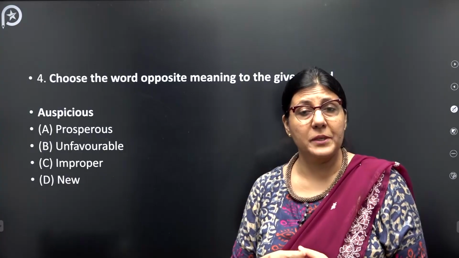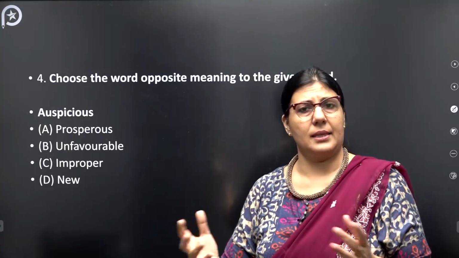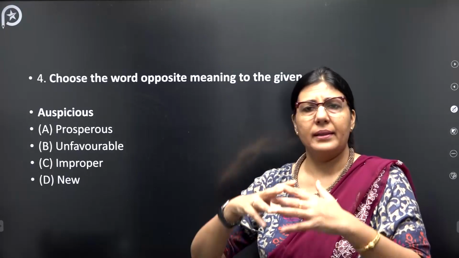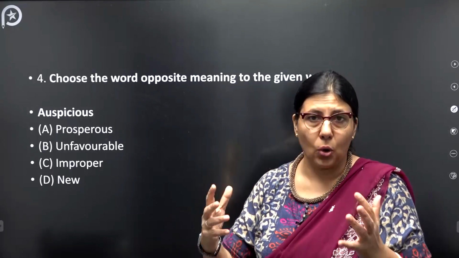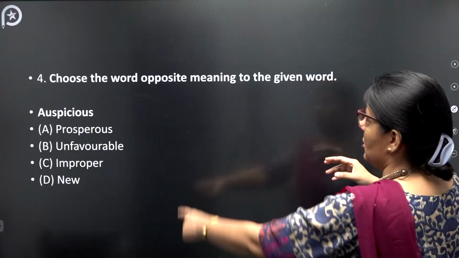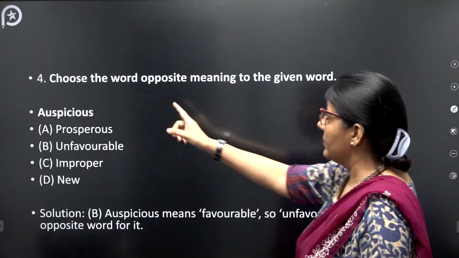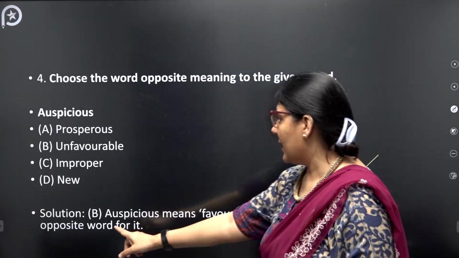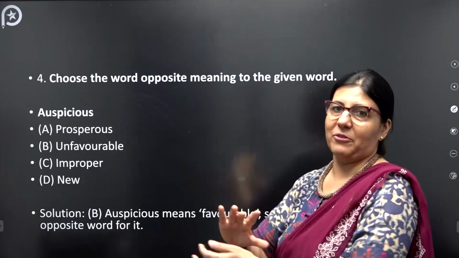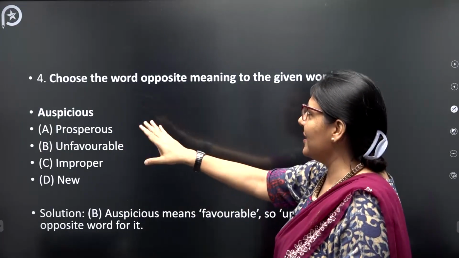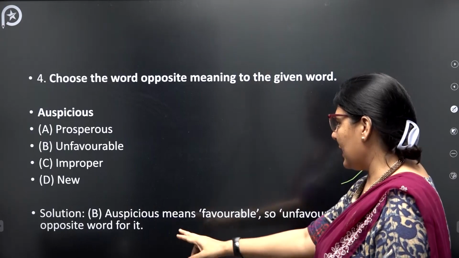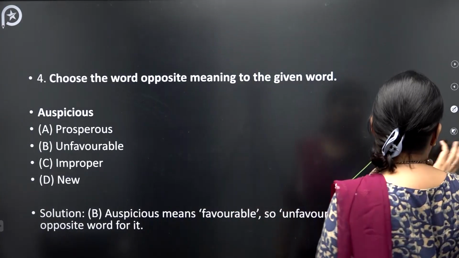Where do you hear the word auspicious? That is when the festival is there, when a function is there, when there's some kind of an event happening at your home or any other place, you use the word. So let's understand what is the opposite. The opposite could be unfavorable. Right, so here we have to be very careful. Auspicious means favorable, so unfavorable is the word.